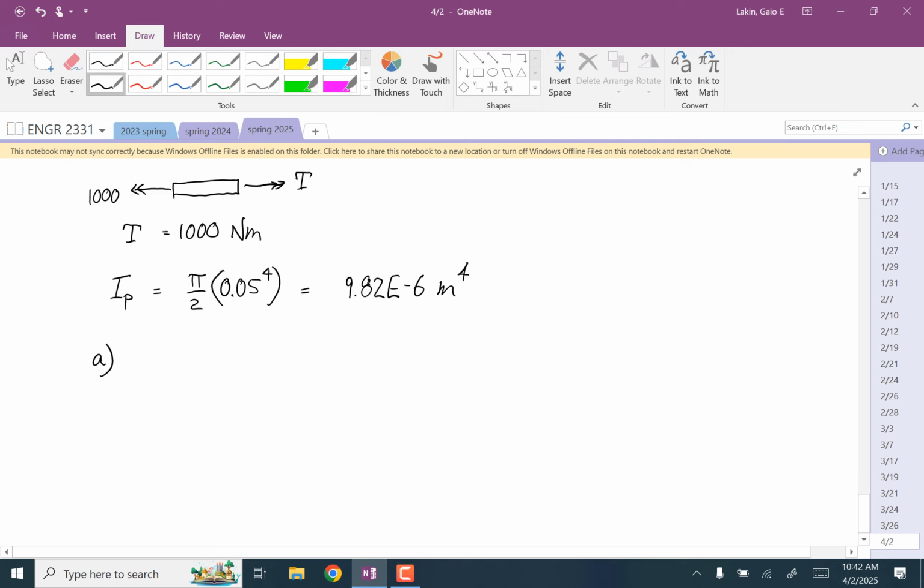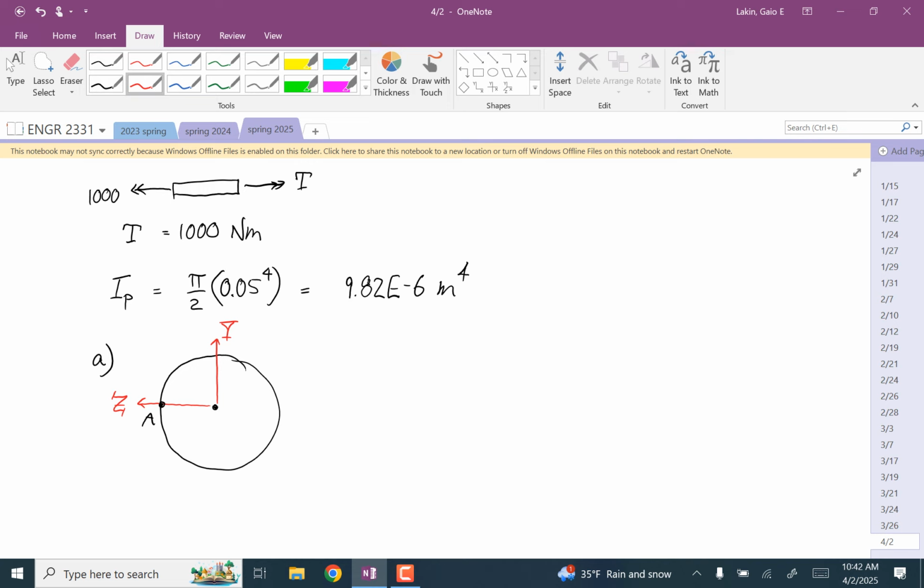So for part A, I'm going to draw it again. If this is the point we're doing that stress calculation at, we always just want to aim our temporary z-axis toward the point we care about. So this is our temporary z. That's our temporary y. Those line up with the ones we eventually want. So in this case, we're not even going to have to use a rotation matrix.